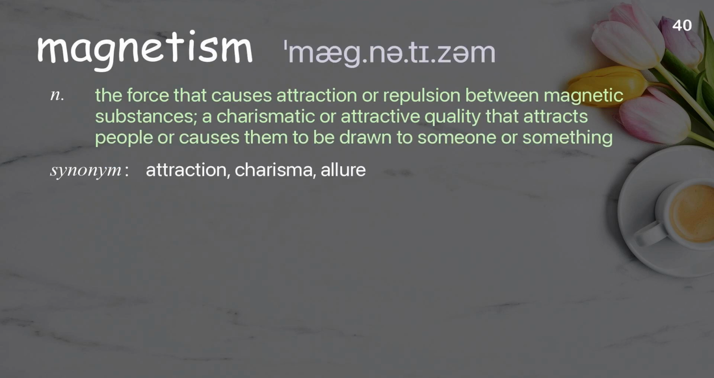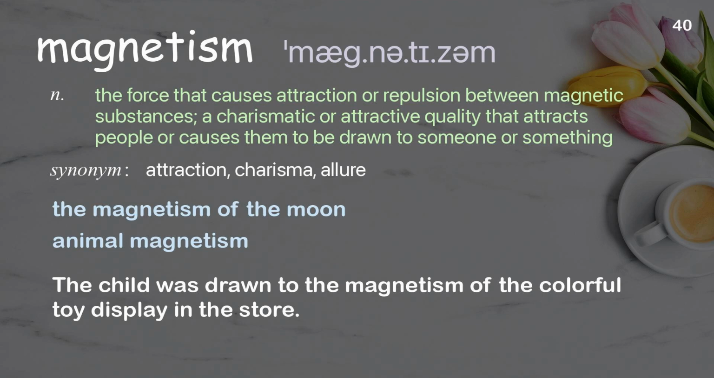Magnetism. The force that causes attraction or repulsion between magnetic substances, a charismatic or attractive quality that attracts people or causes them to be drawn to someone or something. Examples: The magnetism of the moon. Animal magnetism. The child was drawn to the magnetism of the colorful toy display in the store.